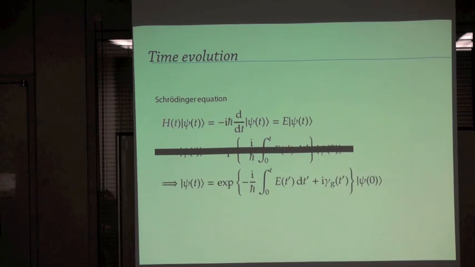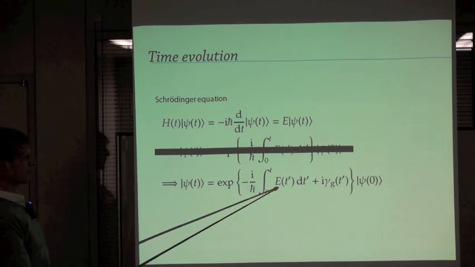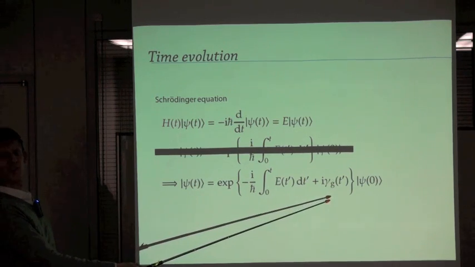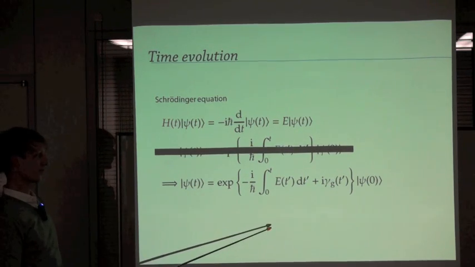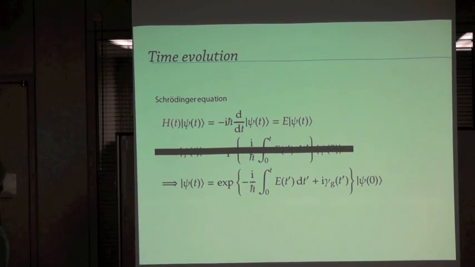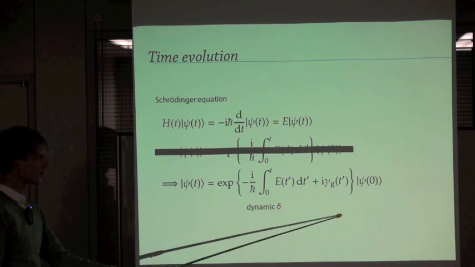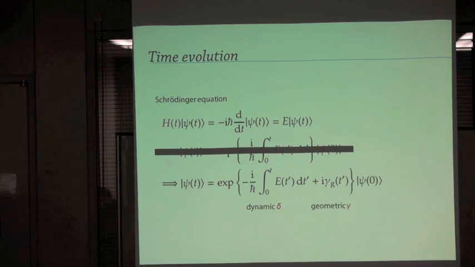So what you do is you say, okay, let's keep this because it's a good idea, but we add some extra phase factor to see if we can compensate for what's missing. And it turns out that it works. So now, when H is time dependent, you have not only the dynamic phase, but you have an extra thing, which is a geometric phase.